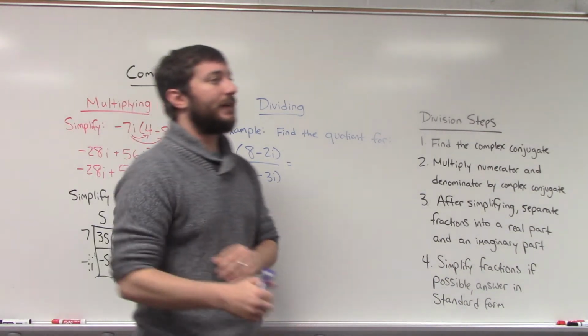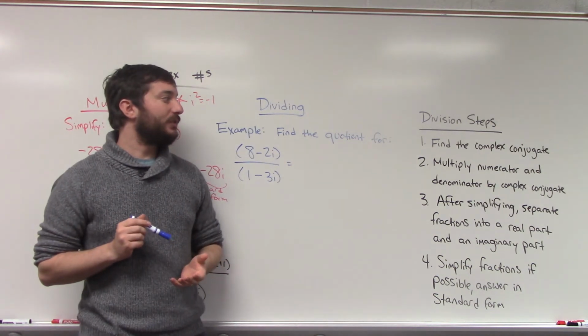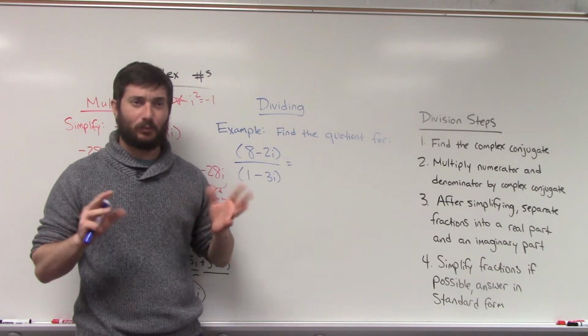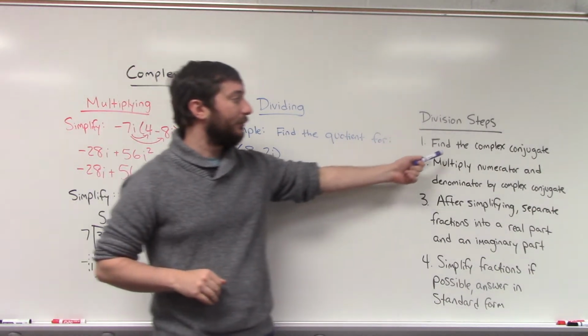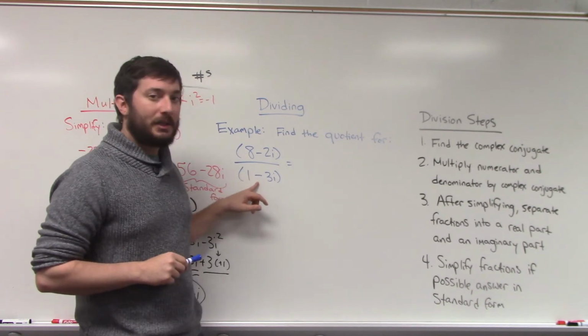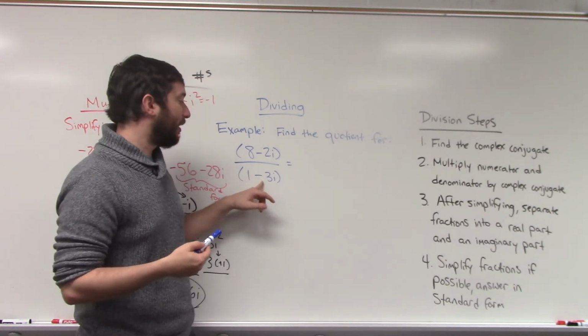Okay. How do you divide complex numbers? The first thing that we're going to do is to find what's called the complex conjugate. Sounds weird, sounds complex. It's not really. The complex conjugate just refers to your denominator with a sign change in front of the part that has i.